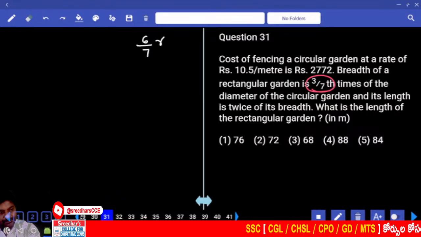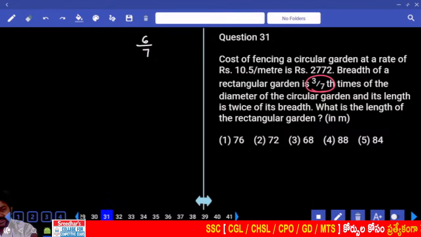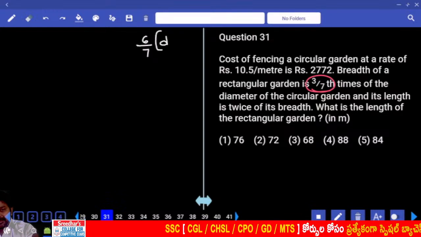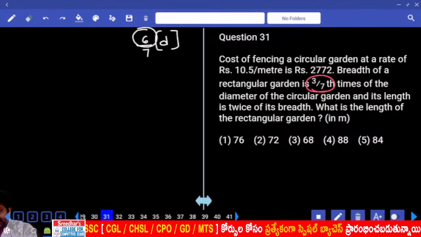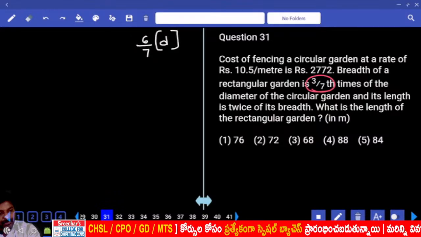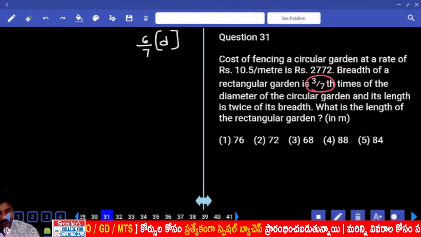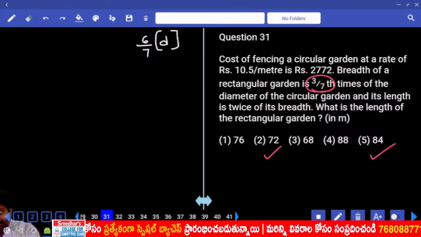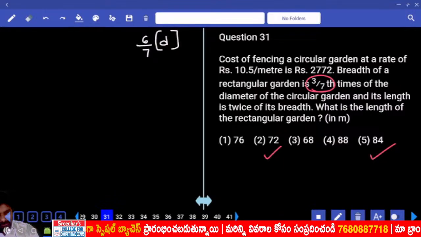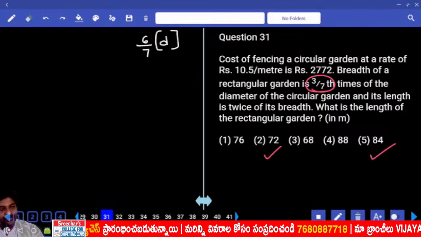Radius or diameter? 6/7 of the diameter. Diameter can be any number, but you have 6 here, so the answer must be a multiple of 6. Multiple options are there, second, fifth. If there is only one option, you are done. But now we have to calculate the diameter.